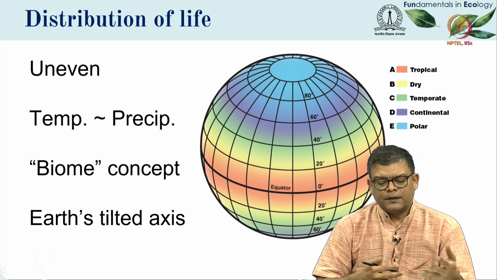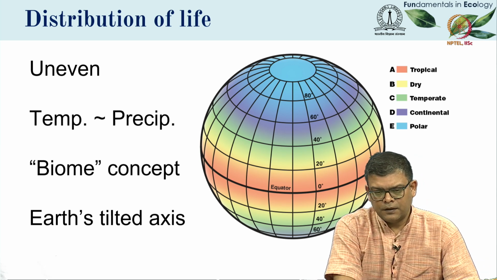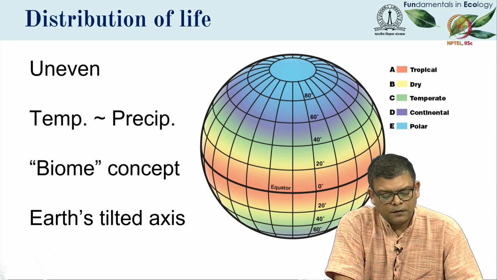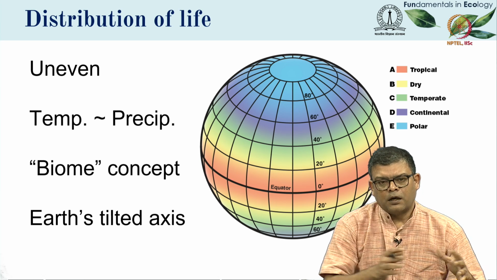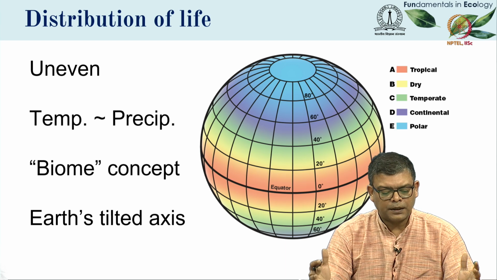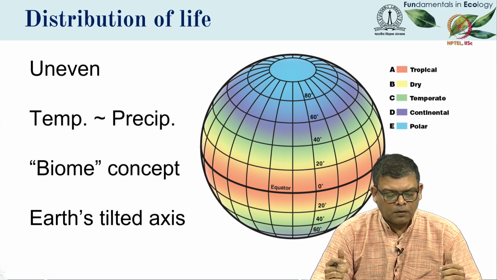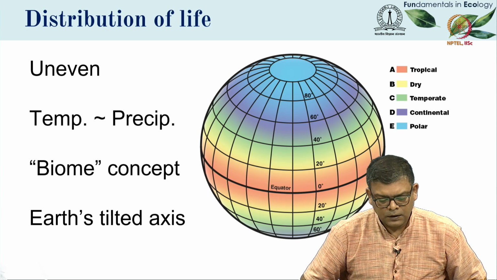Now this helps us connect to ecosystems because it generates the concept of biome. It connects very easily with the concept of biome. Biomes are broad categories which contain similar types of ecosystems. So now a lot of this has to do with the Earth's tilted axis.